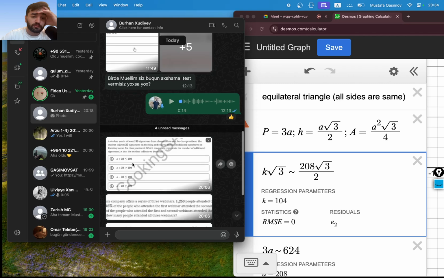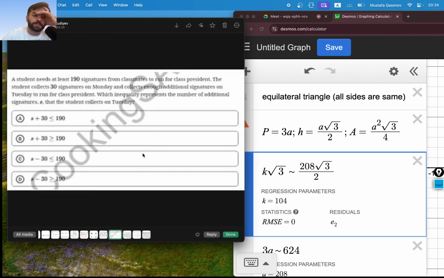Let's look at Burhan's mistake. Student needs at least 190 signatures. So it means that it must be like that, greater than or equal to 190. And because he collects 30 on Monday, and we have additional, the answer will be B.